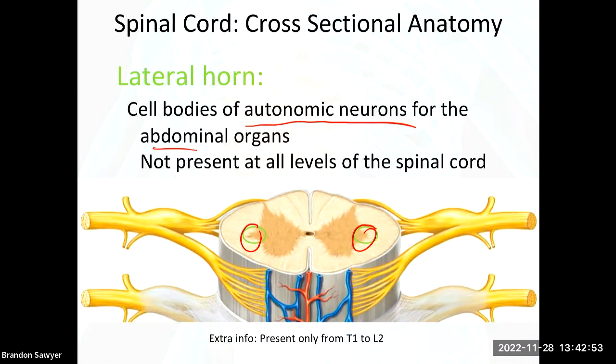We don't typically have a lateral horn in the cervical or in the lumbar region, really just there in the, like it says, from T1 to L2. Okay, so this is autonomic neurons. So this is primarily sympathetic and parasympathetic type neurons. Okay, so that's all the gray matter there in the middle. I'll give you another sec to finish writing that down.